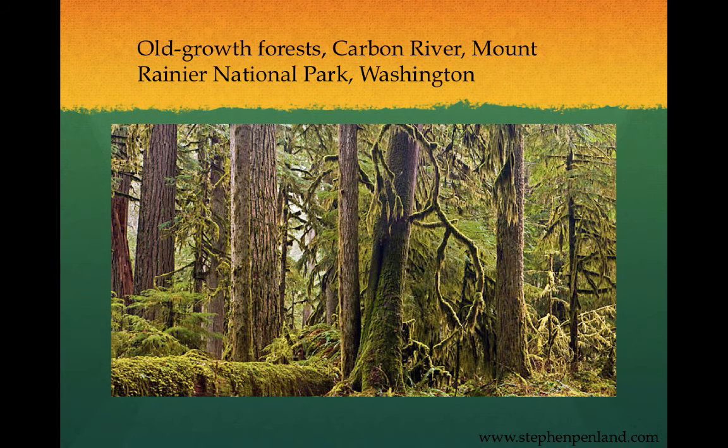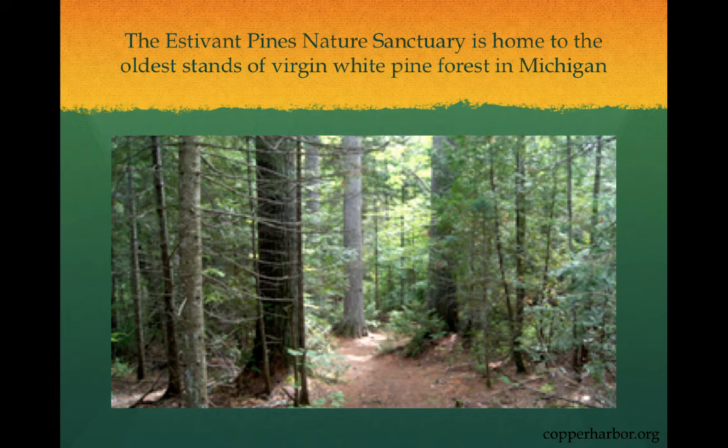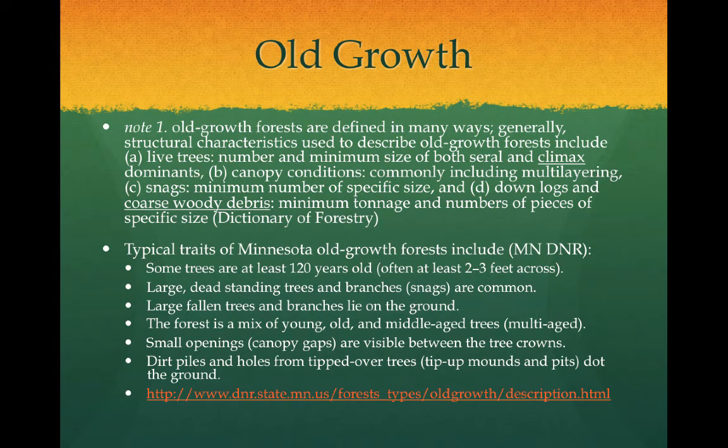Maybe you have a picture of something from the Pacific Northwest, one of the old growth forests in Washington. Just huge trees, moss, all just very dense, big trees. And that's one example. We can also look at Estivant Pines Sanctuary in the Upper Peninsula of Michigan, and this is home to one of the oldest stands of virgin white pines in Michigan. So there's a lot of different definitions of what old growth is, and these are just two examples.